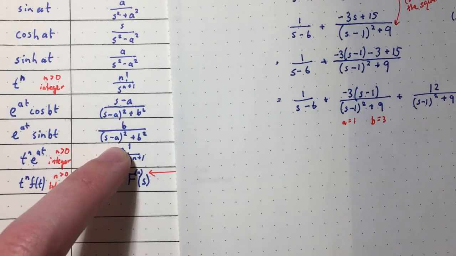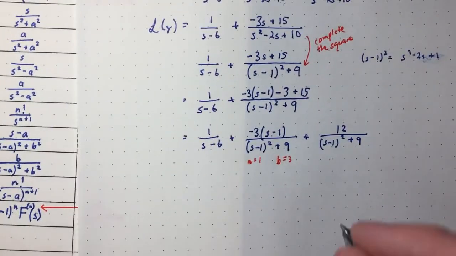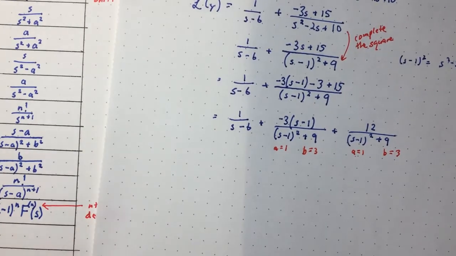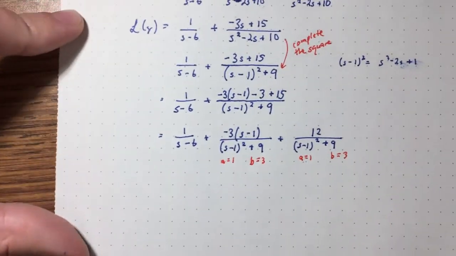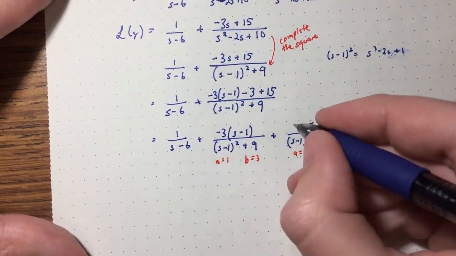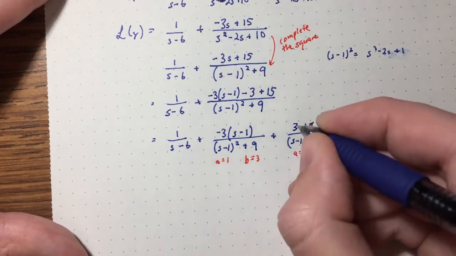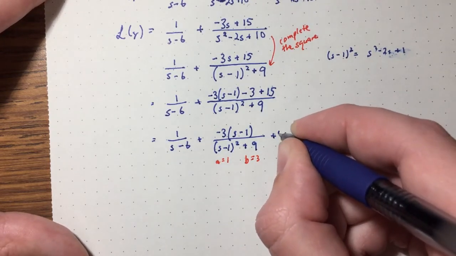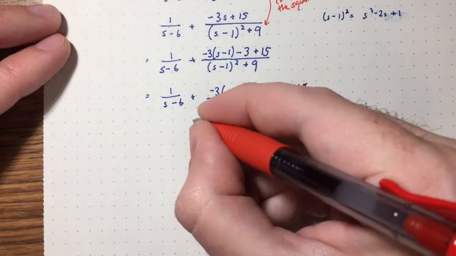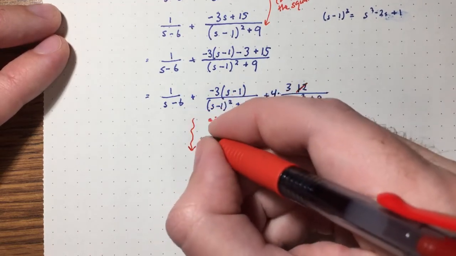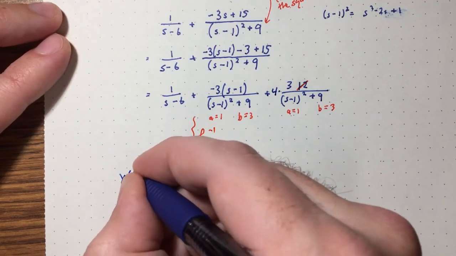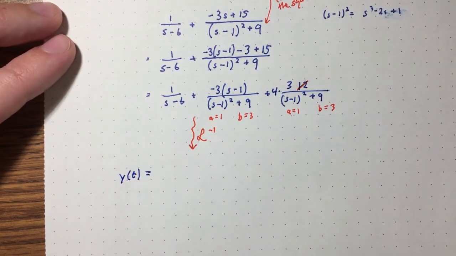But notice what I need. I need a b in the numerator. So again, b is 3, a is 1. I need a 3 in the numerator, not a 12. So one last thing I have to do. I'm sure you can see what I have to do now. I just need to put a 3 there. And I have a times 4 out here. Okay. Now we are ready to take the inverse Laplace transform. And we will just get automatically our solution to the initial value problem.